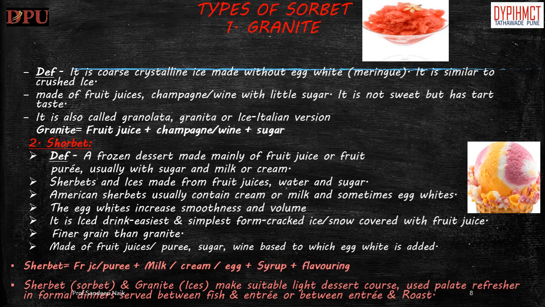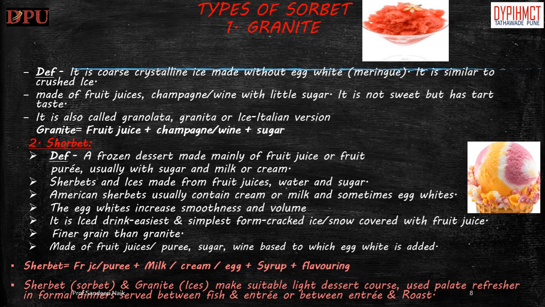Italian version granite equals fruit juice plus champagne or wine plus sugar. Examples: strawberry granite, lemon granite. 2. Sherbets. Definition: a frozen dessert made mainly of fruit juice or fruit puree, usually with sugar and milk or cream. Sherbets are made from fruit juices, water and sugar.